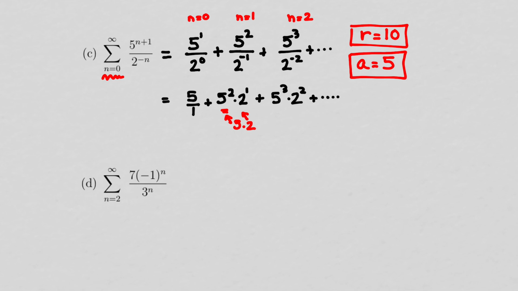Do you see that? So why don't you guys try the last one? And I'll walk and see if you guys are getting the right A and the R. So for D, 7 times negative 1 to the n over 3 to the n. Be careful. Notice what you're starting at. You're starting down here with n equals 2. So list out your first couple terms for me, and then find your A and find your R.